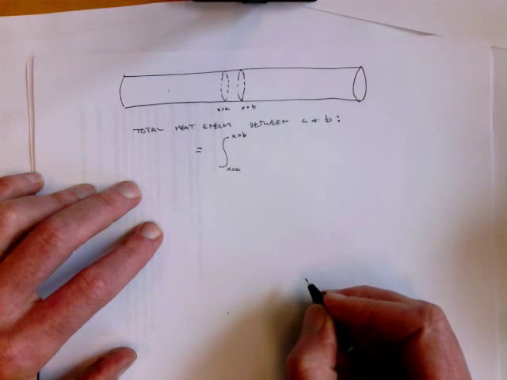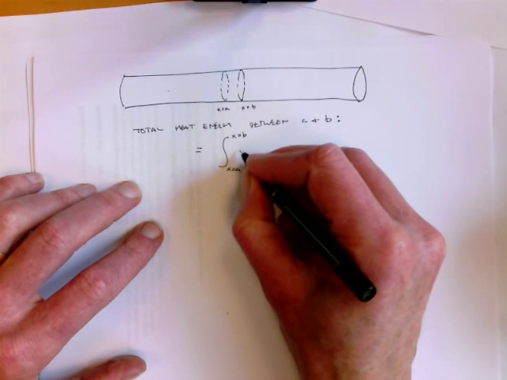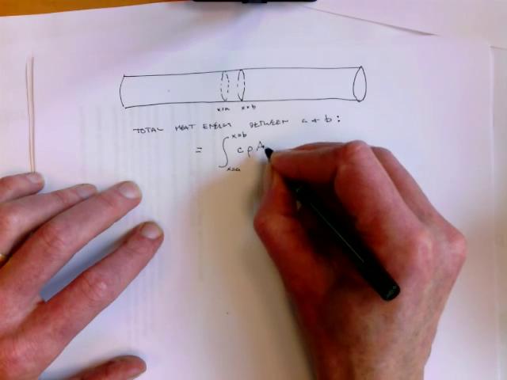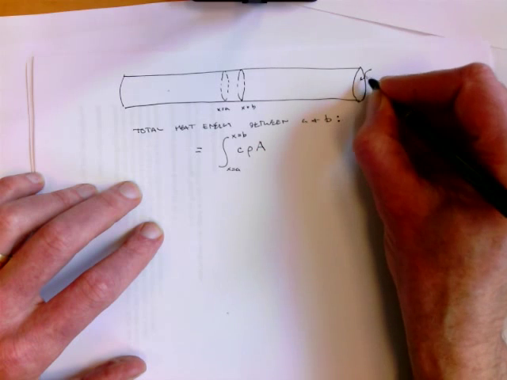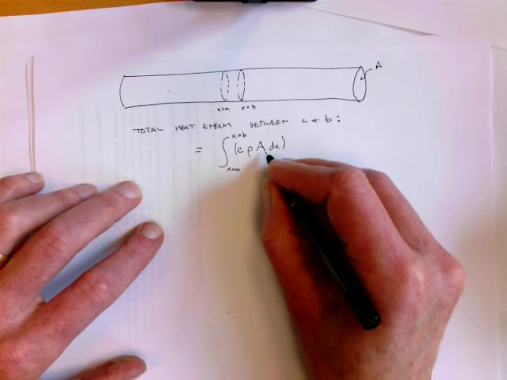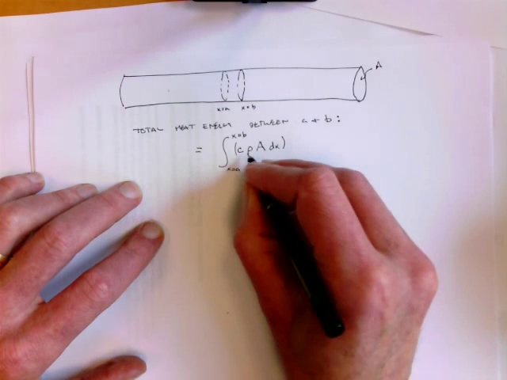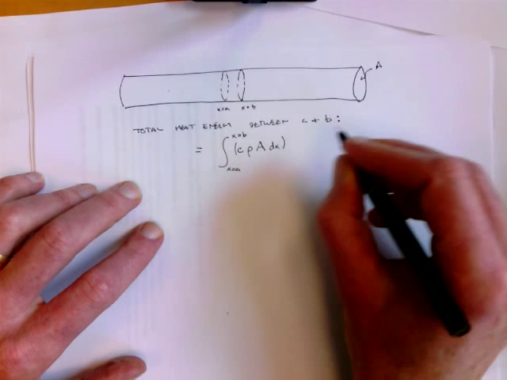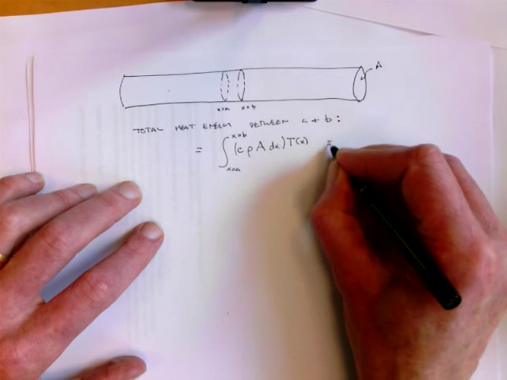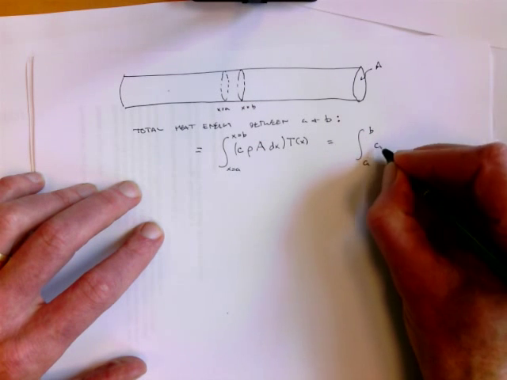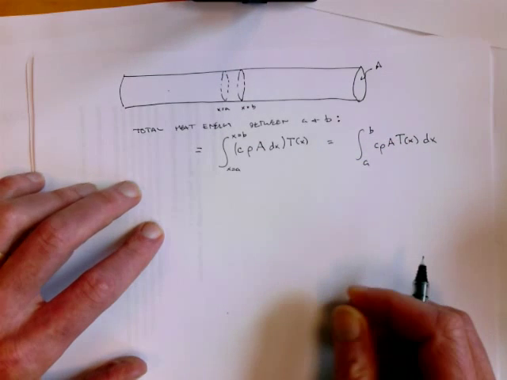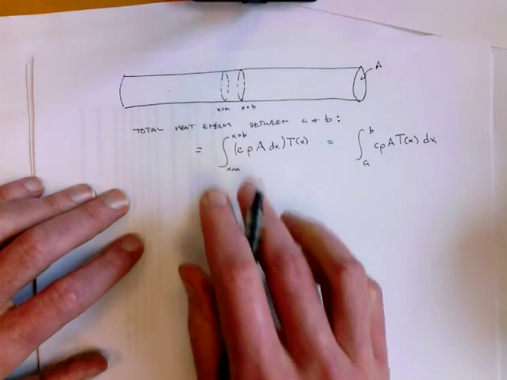And I'd think about how much energy was stored in each slice. Well, stored in each slice, I'm going to have heat capacity times the density times the cross-sectional area. This is area times dx, that's the volume of the slice. Area times dx is the volume of the slice, times the density, times the heat capacity, times the temperature at that particular position. So I've got an integral from a to b of c times rho times A times the temperature as a function of position, dx. That's how much energy is stored there.